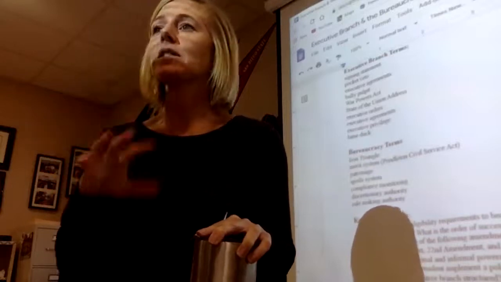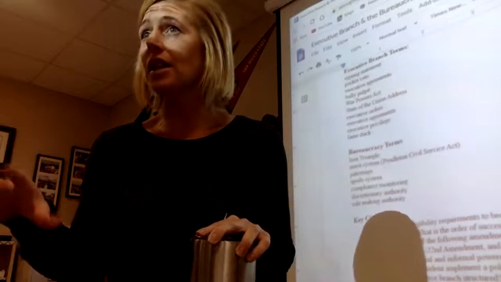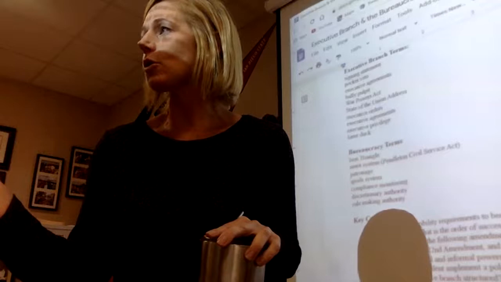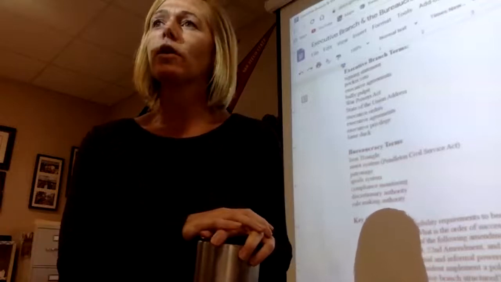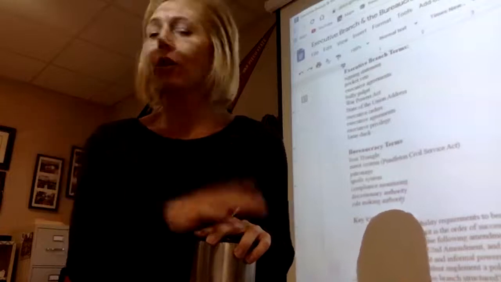So they work for the executive. So all of the people that do the work of the government are part of the bureaucracy, and they work in the executive branch. So we talked about there being millions and millions, like almost 4 million people that do the work of the bureaucracy, the work of the government. They're in the executive branch, and they're called the bureaucracy.